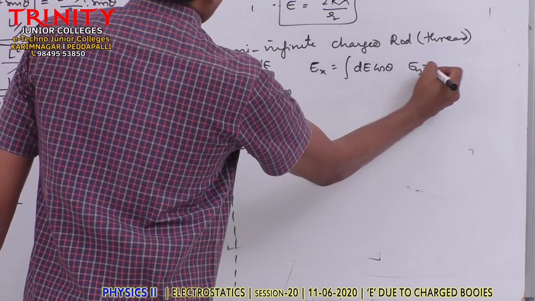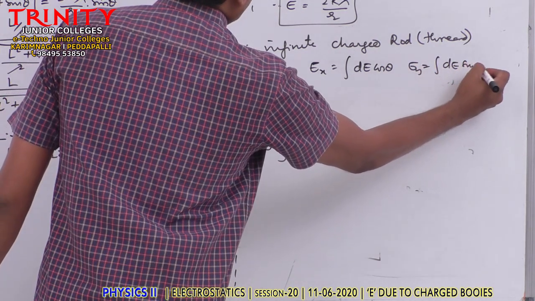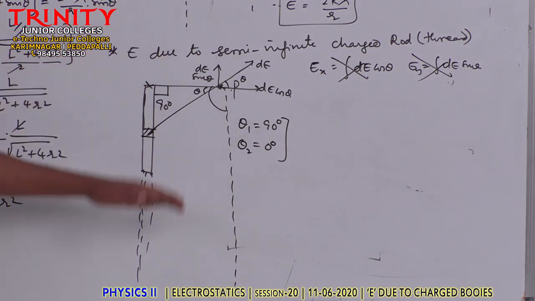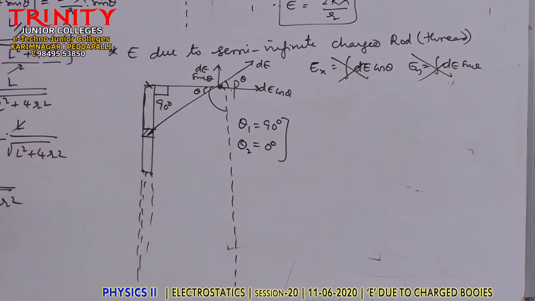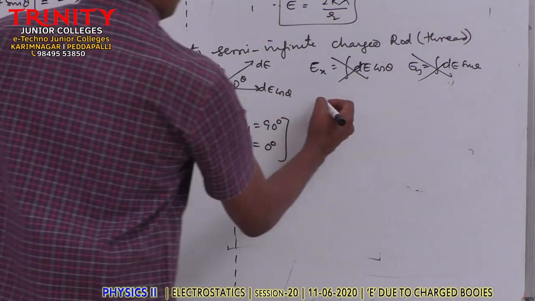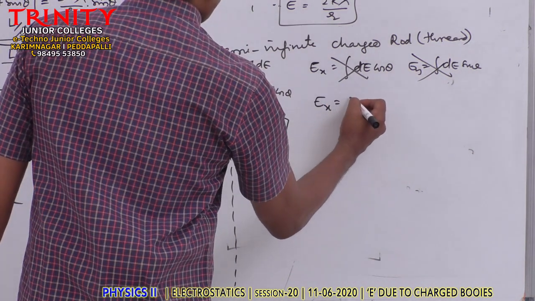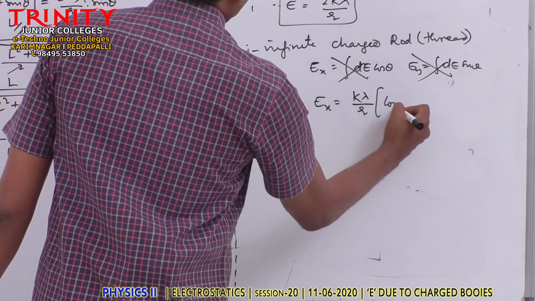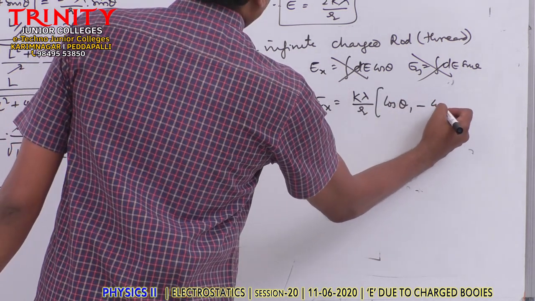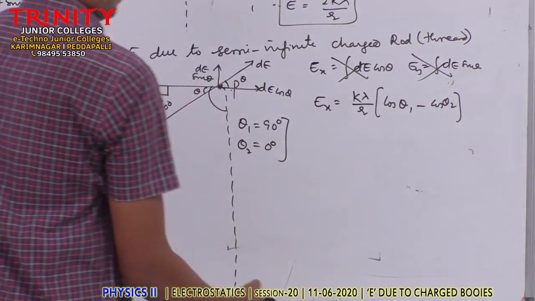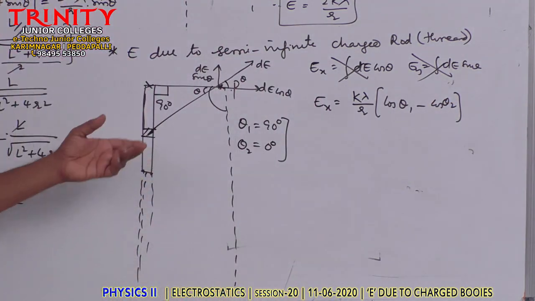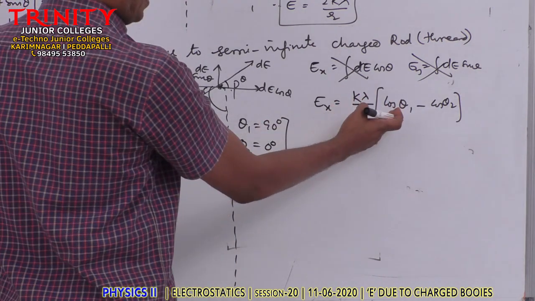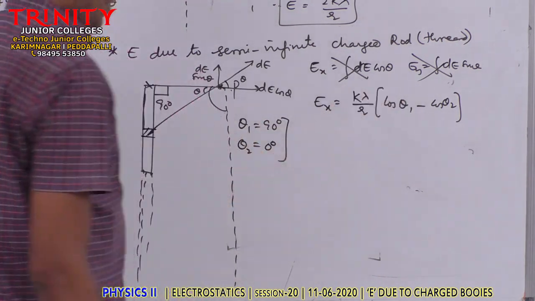Ey is what? You have to find the integral of dE sin theta. So instead of doing all this laborious derivation again, we can simply find the answer from the previous equations. What are the previous equations we derived for that rod? K lambda by r times (cos theta 1 minus cos theta 2). So what is theta 1 here? What is theta 2 here? One of them is 90, cos 90 is 0, cos 0 is 1.